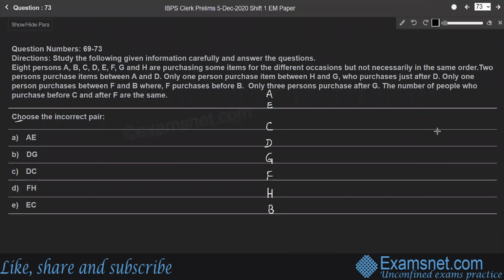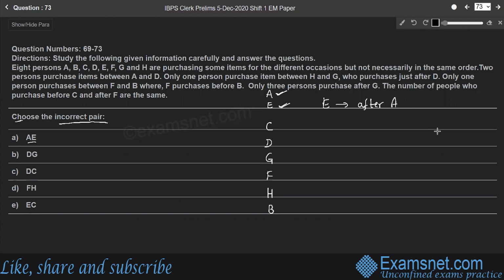Question 73. Choose the incorrect pair. So here the first pair is AE. Look at the order. In AE, E purchases immediately after A.